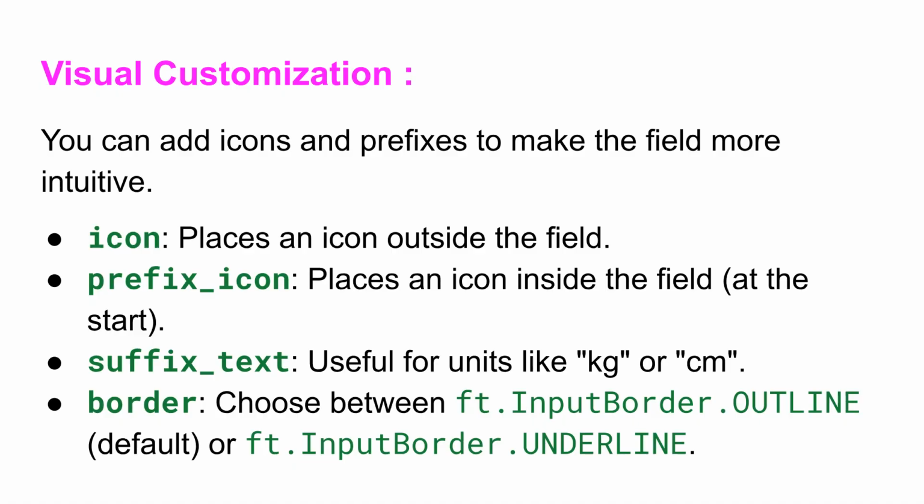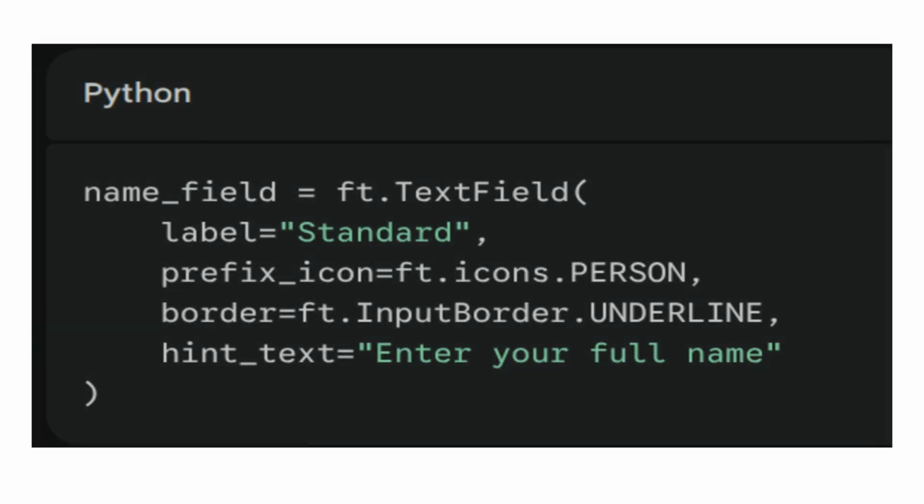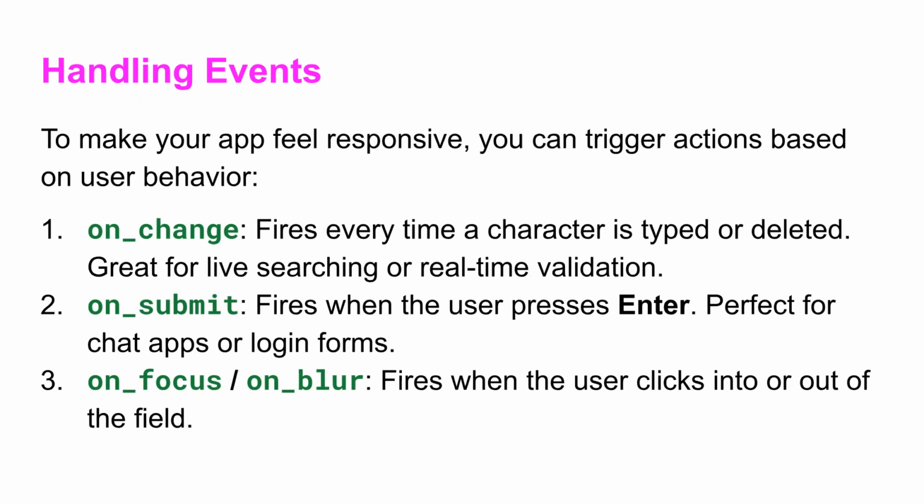You can visually customize the text field by adding icons and prefixes to enhance its intuitiveness. Properties like icon, prefix_icon and suffix_text allow for detailed control. You can also change the border style using either outline, which is the default, or underline. This code snippet shows how to customize a text field using a label, a prefix icon, an underline border, and hint text.